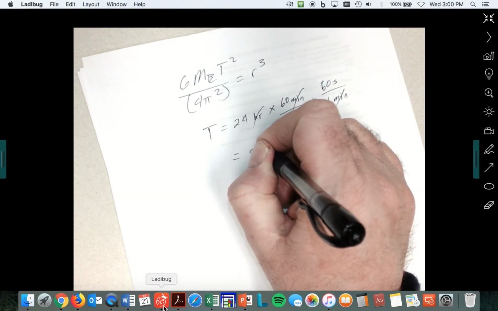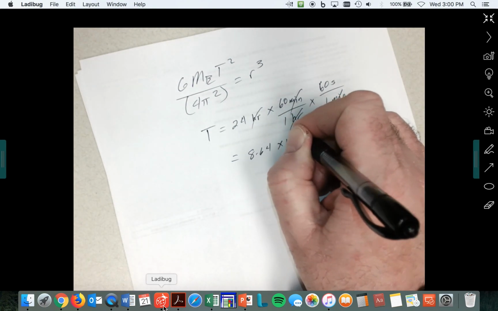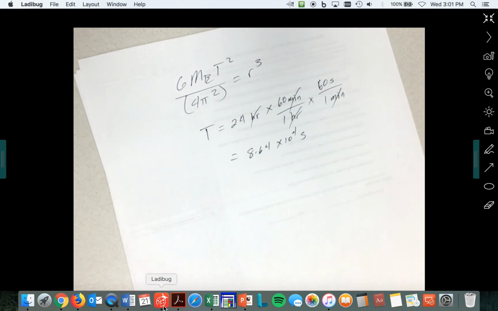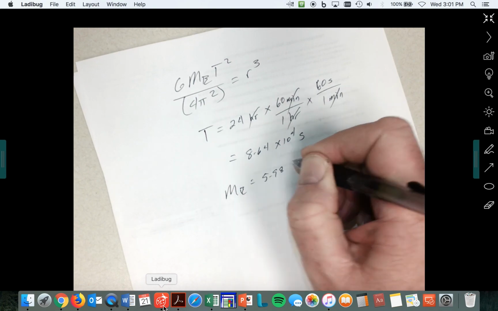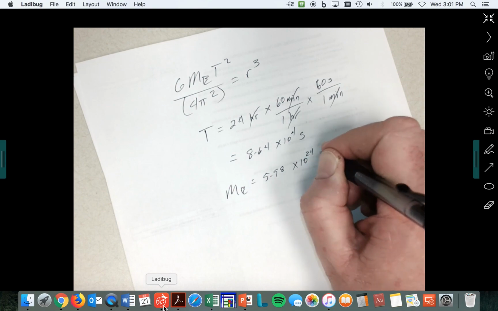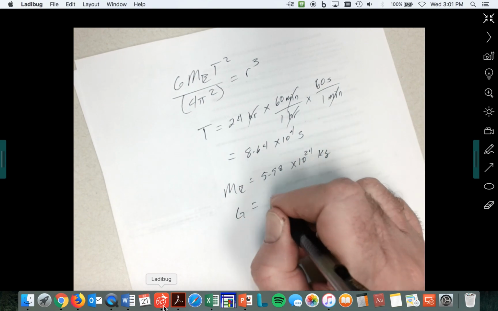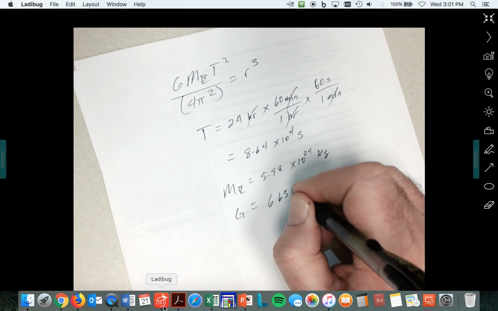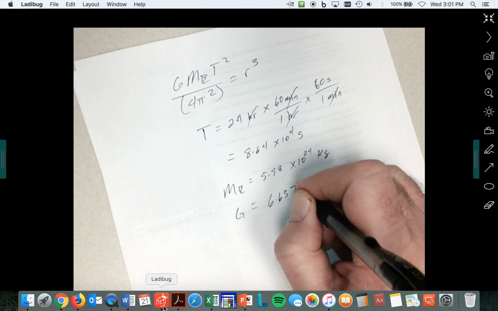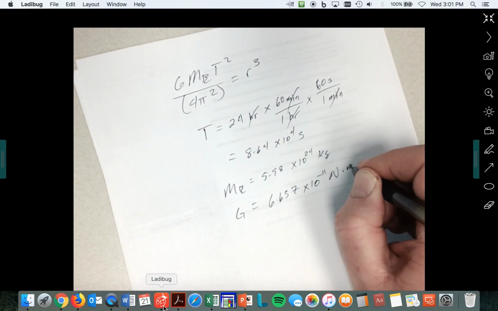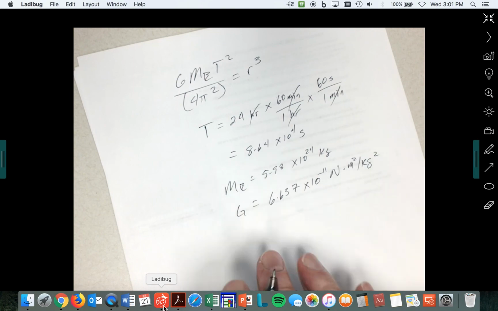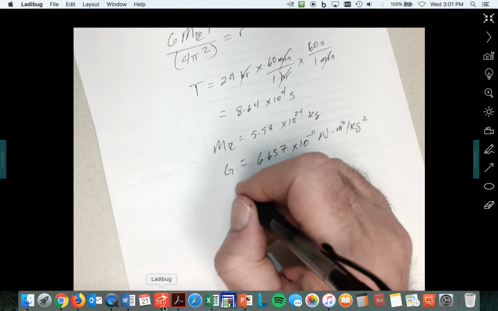That is equal to 8.64 times 10 to the fourth, 86,400 seconds. That's what t is equal to. So we'll put that in, and I know that the mass of the Earth is 5.98 times 10 to the 24 kilograms. I know that G is 6.637 times 10 to the negative 11 newton meters squared per kilogram squared. And I know 4 pi r squared.